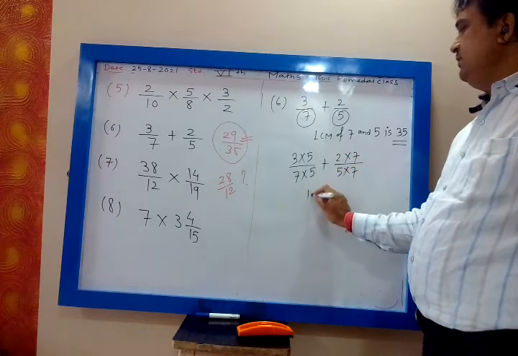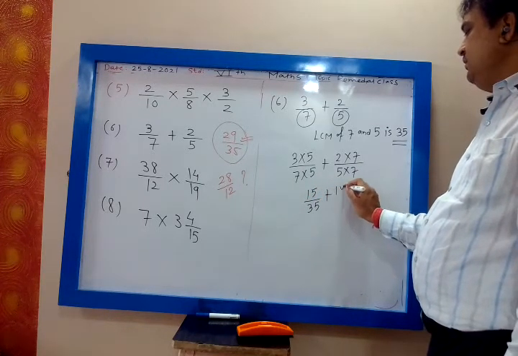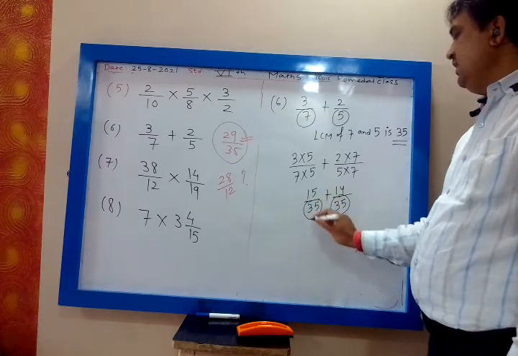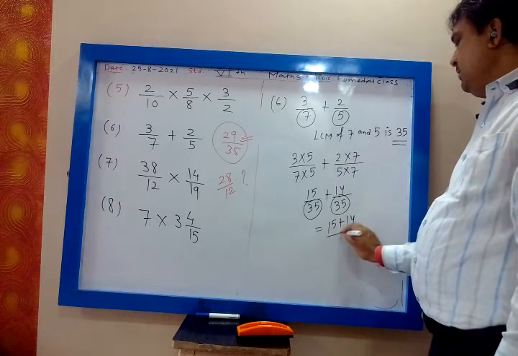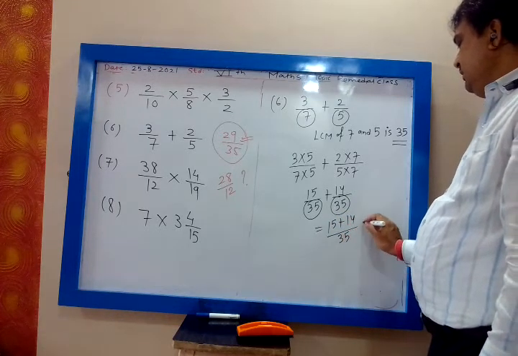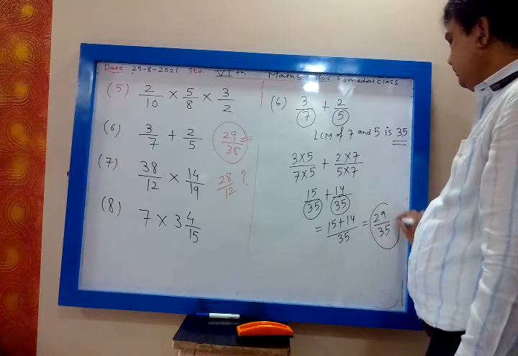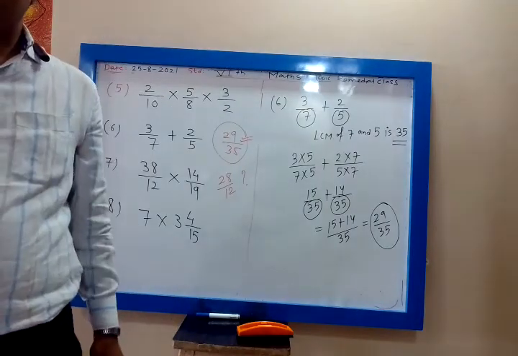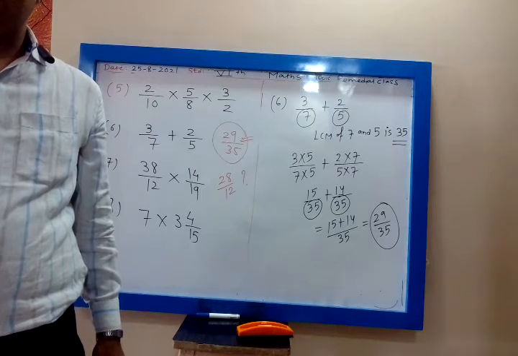So 5 3s are 15 upon 35 plus 14 upon 35. Now denominators are equal, 35, 35. So we can add numerators: 15 plus 14 upon 35. That is 29 upon 35. The answer is 29 upon 35.